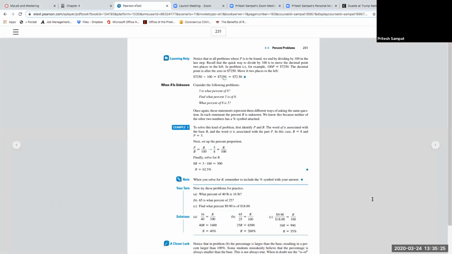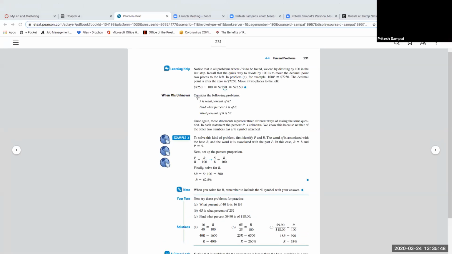When we are solving for problems where the rate is unknown, so that's the percentage portion, the variables that will be provided to you will be your part and your base. So you'll have a portion of the full amount and you'll have the total amount that's being compared to it. So this would be my part. And then when it indicates of, this would be my base.